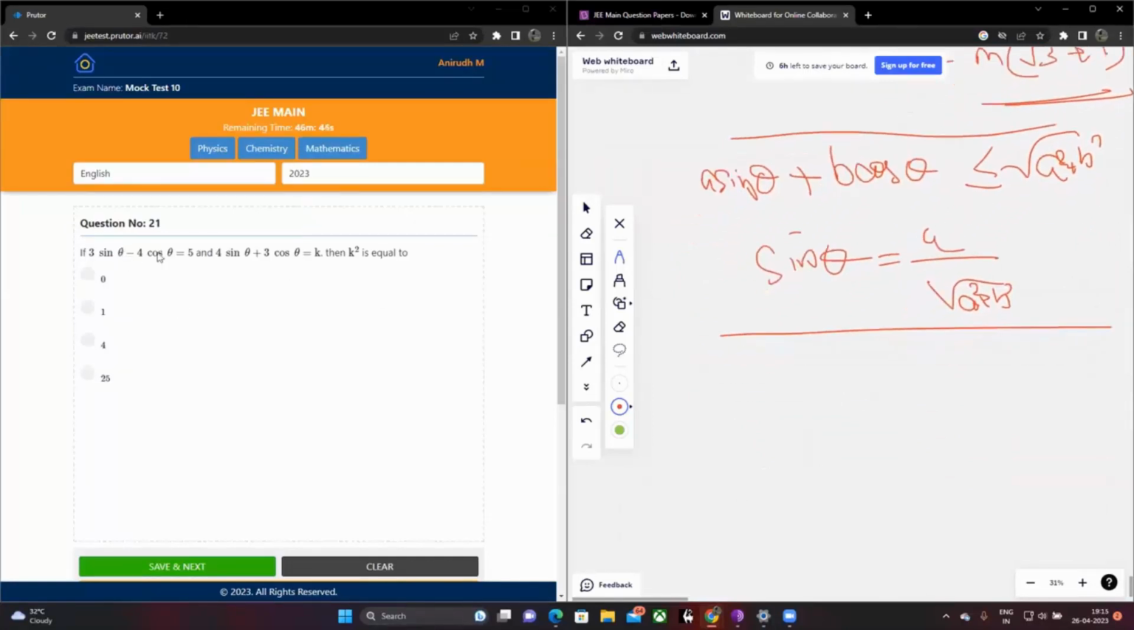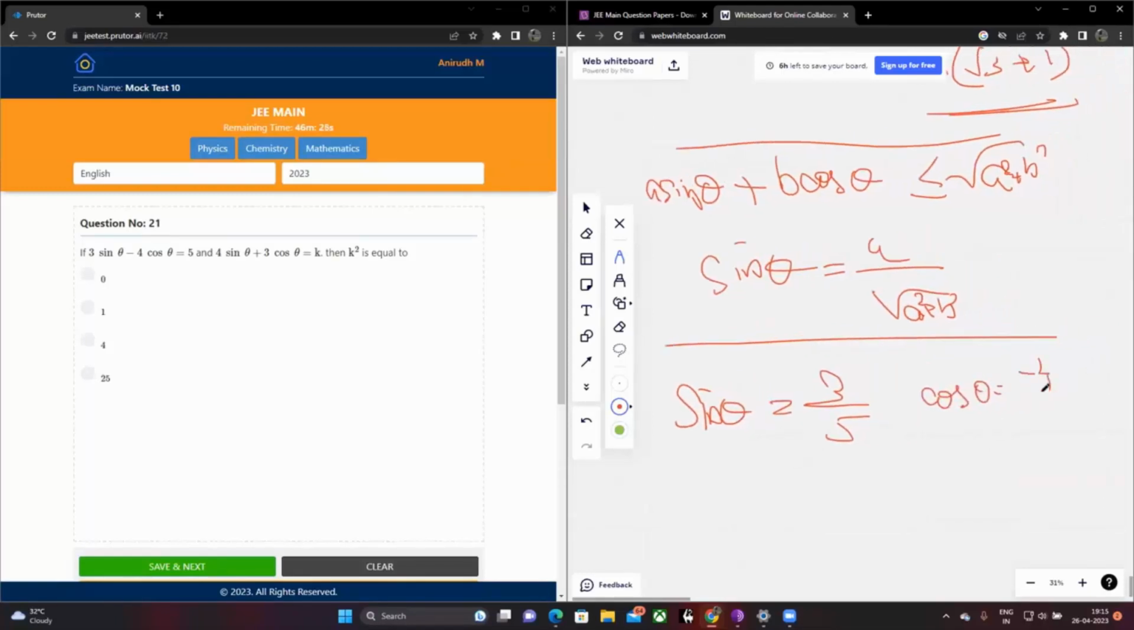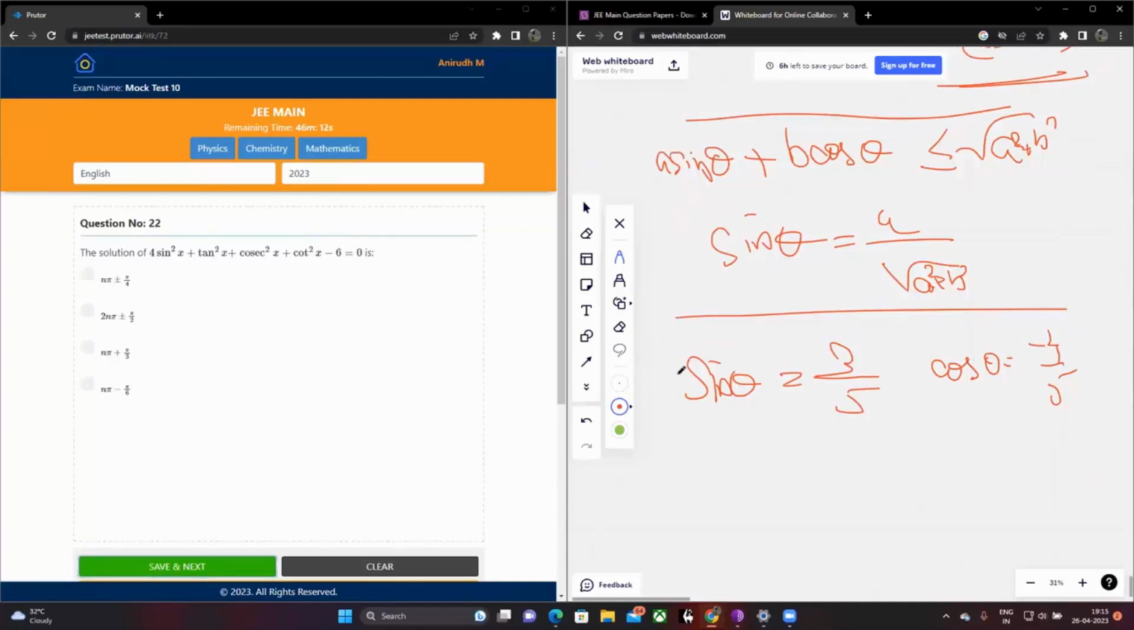And so if 3 sin θ minus 4 cos θ is 5, you can see that root of 3 squared plus 4 squared is 5, right? And so basically sin θ is equal to 3/5 and cos θ equals minus 4/5, because it's minus 4 cos θ, right? So this k is going to basically be 12/5 minus 12/5, that's 0, right? And so k squared is 0.